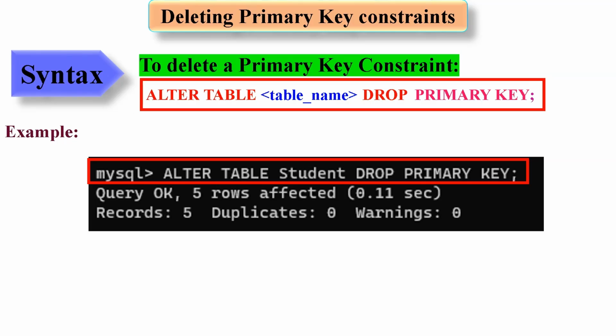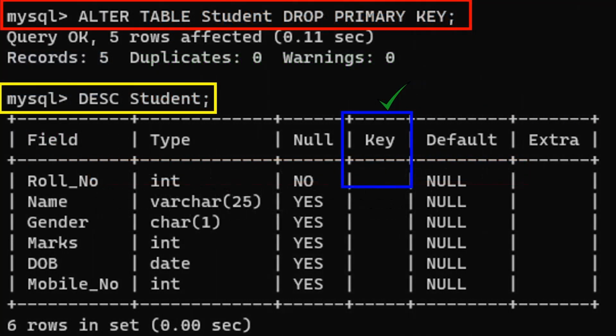To delete a primary key constraint from the table student, the syntax is ALTER TABLE table_name DROP PRIMARY KEY; For example, look at the statement ALTER TABLE student DROP PRIMARY KEY; Now to view the table structure, type the statement DESC student; So what can you see in the student table structure? Yes, the primary key is deleted from the table student.